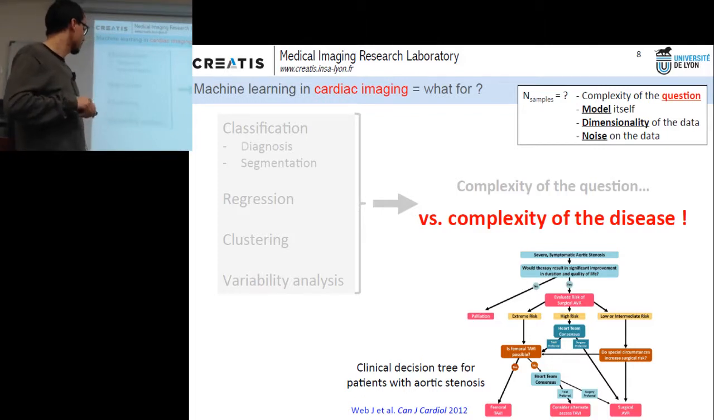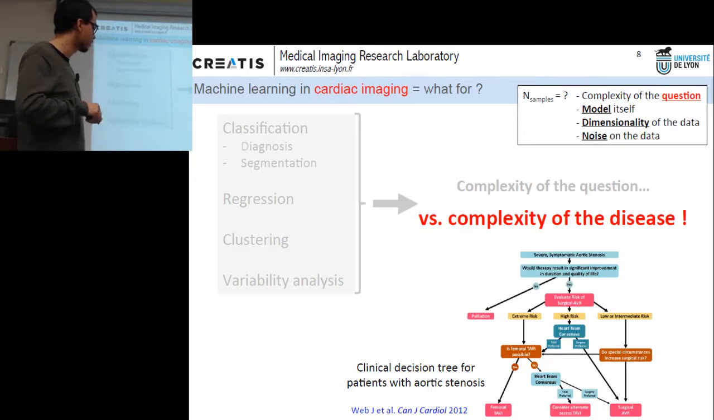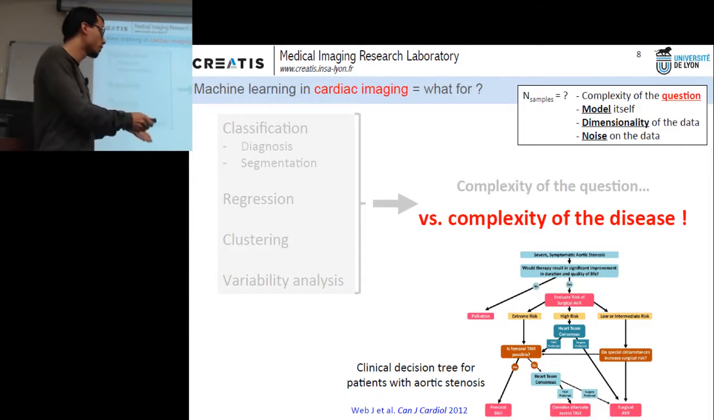That's a clinical decision tree, for example, for patients with aortic stenosis. I was looking for a picture to illustrate this, and I was quite afraid by this kind of picture. It's not just falling down, but there are a lot of interactions like this. So I'm not sure for the moment that with simulations we're able to go this far. So we should not be too ambitious and try to reproduce every disease, but maybe really tackle some specific tracks.